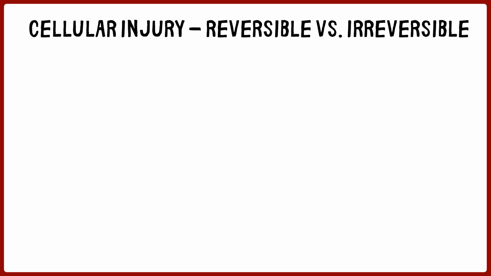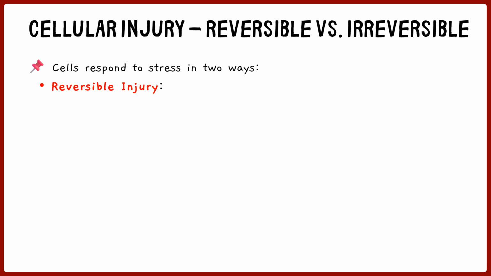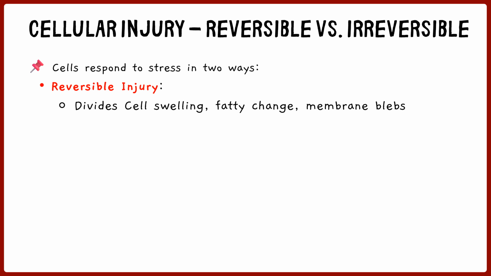So the cells are constantly exposed to stress, and the way that they respond is going to depend on the severity and the duration of the insult. And there's two possible outcomes. It can become reversible, for example. A reversible injury is usually, if the stress is mild or short lived, it can recover. The cell will recover.